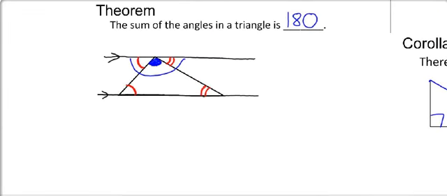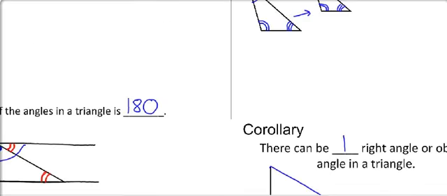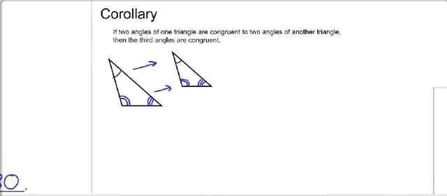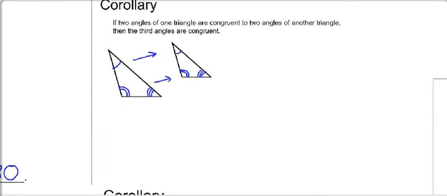The first theorem we looked at was the one about the sum of all the angles in a triangle. And we found out that it's 180. It's always going to be 180 degrees for those three angles inside of a triangle. So some corollaries went along with that. If you know that two angles of one triangle are congruent to two angles of another triangle, well, that means the third one has to be congruent to the other one.